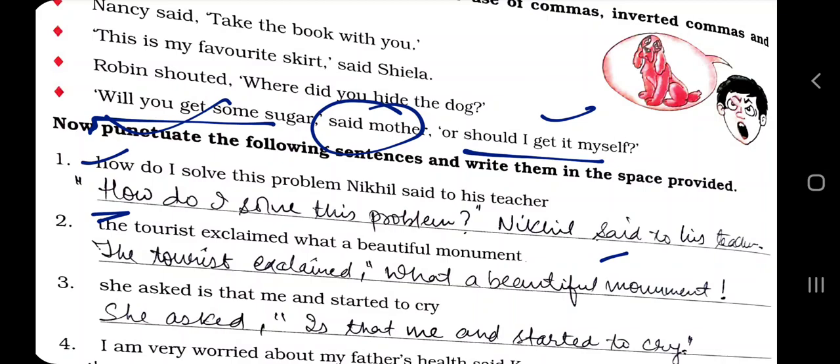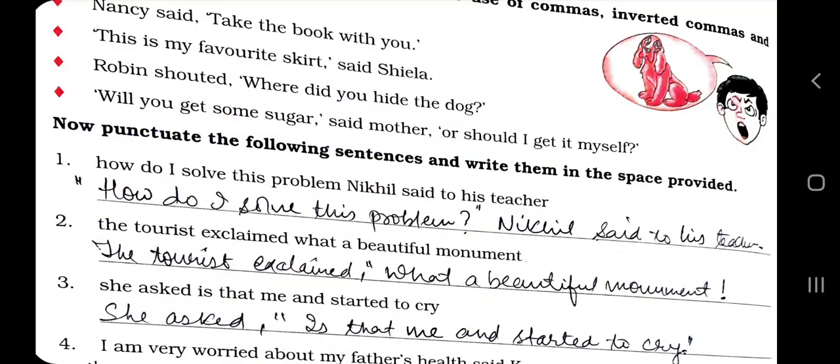The tourists exclaimed that what a beautiful monument. The tourist explained what a beautiful monument. She asked, "Is that me?" and started to cry. See here the comma and inverted comma. Actually, it should be exclaimed, will be most proper. She exclaimed, "Is that me?" and started to cry, just like this one.